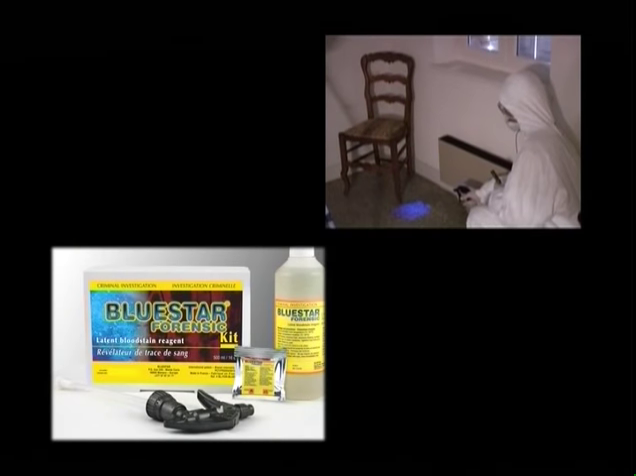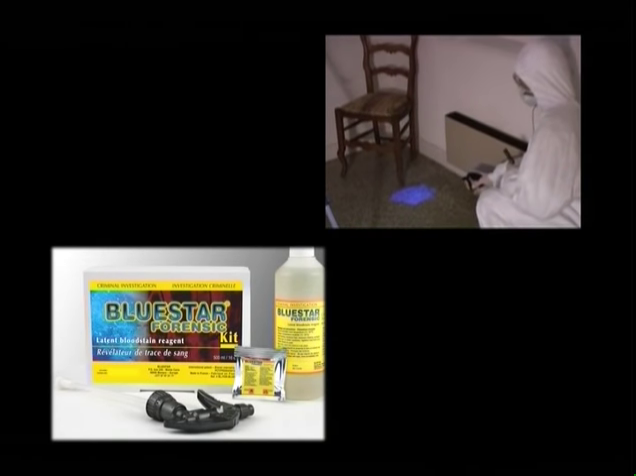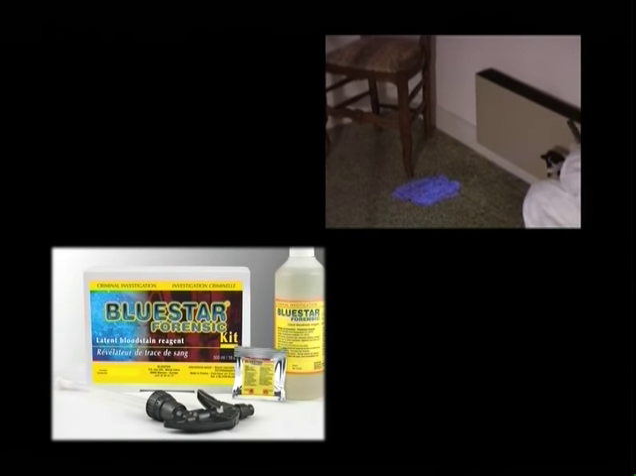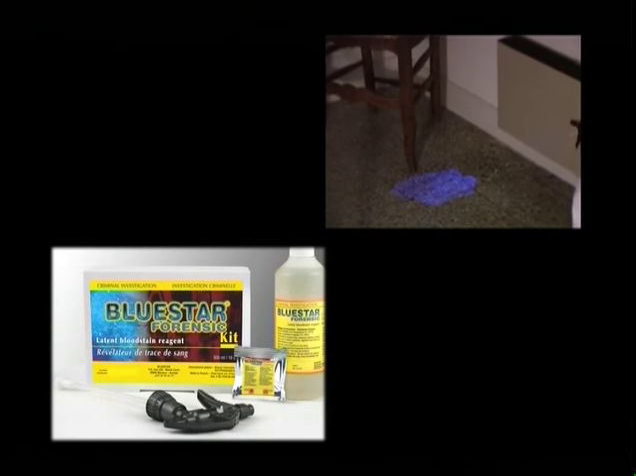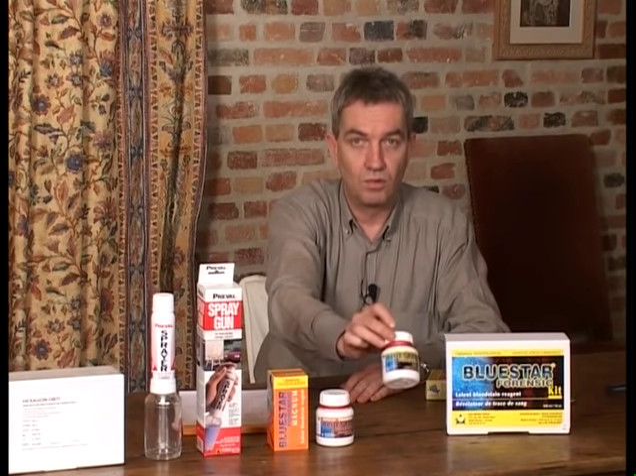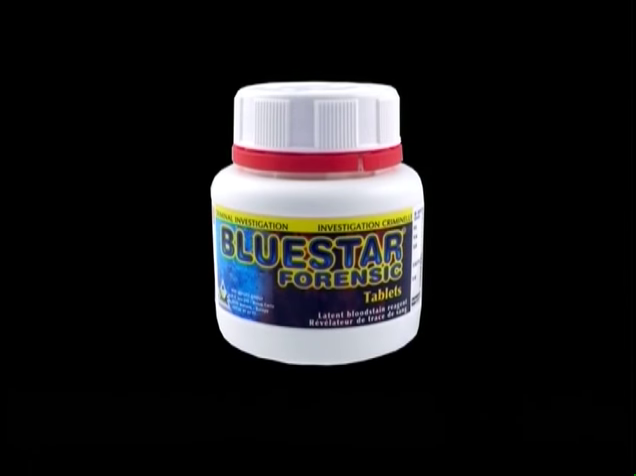Now, let's summarize by first presenting the products that we manufacture. The first product presented, the Bluestar Forensic Kit. This is a product that has existed since 2002. The Bluestar Forensic Kit is ready to use. Absolutely nothing else has to be brought to the site. The Bluestar Forensic Tablets product is much lighter. It has to be mixed with distilled water in a spray.